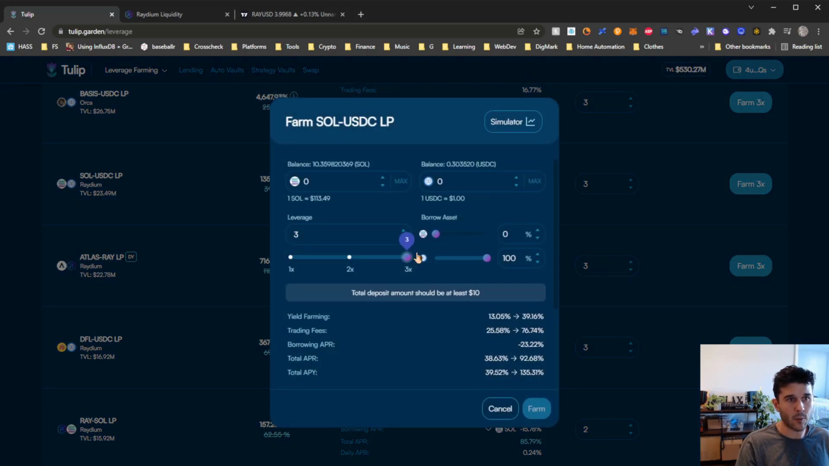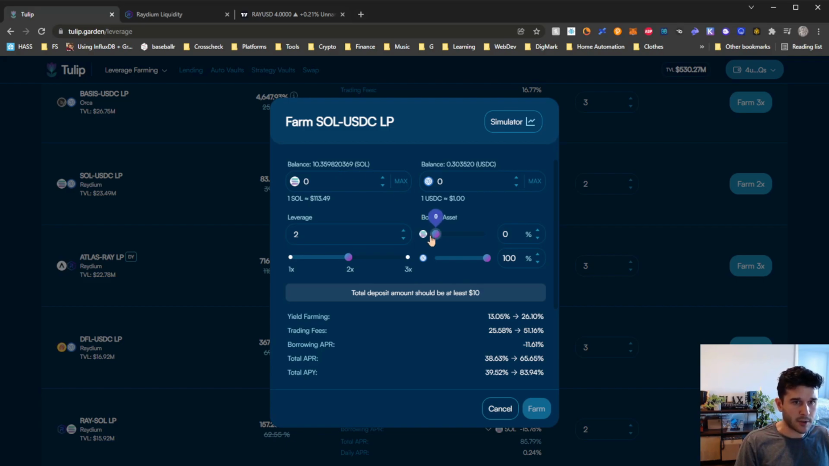So one of the reasons why I really like Tulip is they give very detailed breakdowns of everything that's happening. You can supply 50-50 into a pair like you would in a normal liquidity pool, but the easiest thing to do would be to just supply one side of it and then borrow the other side. We're going to look at 2x leverage because that is a little bit simpler to illustrate. We're supplying one side and then we're just borrowing the equivalent on the other side in 2x leverage.